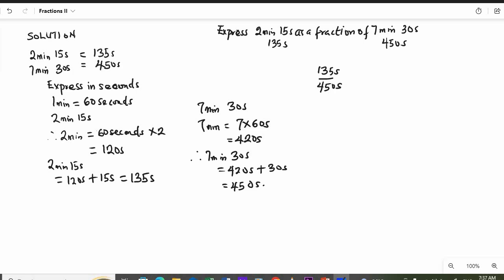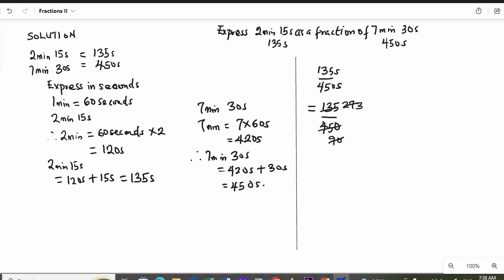So I'm just going to draw a neat line here. Now this is equal to 135 over 450. Now, how do we express this in its lowest terms? Now remember that a common factor between 135 and 450 is 5. So we start by dividing with 5. 450 divided by 5 is 90. 135 divided by 5 is 27. And then the next common factor is 9. And 9 in 27 is 3. And 9 in 90 is 10. So this expressed in its lowest terms gives us 3/10, which is the solution.